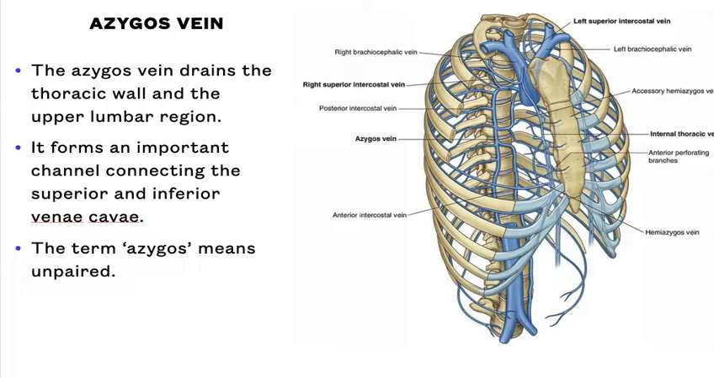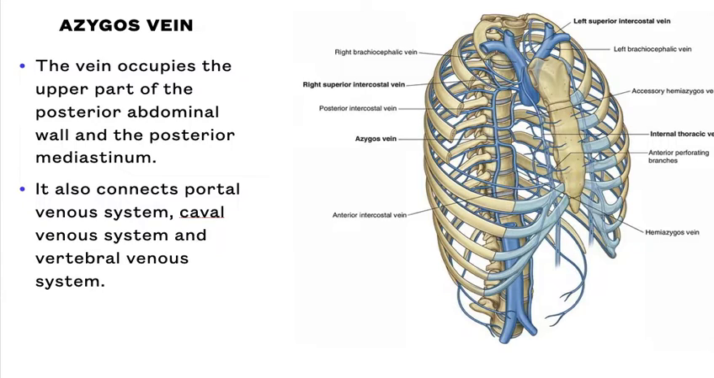The azygos vein drains the thoracic wall and the upper lumbar region. It's an important channel connecting the superior and the inferior vena cava. The term azygos means unpaired. The vein occupies the upper part of the posterior abdominal wall and the posterior mediastinum. It also connects the portal venous system, the caval venous systems, and the vertebral venous systems.